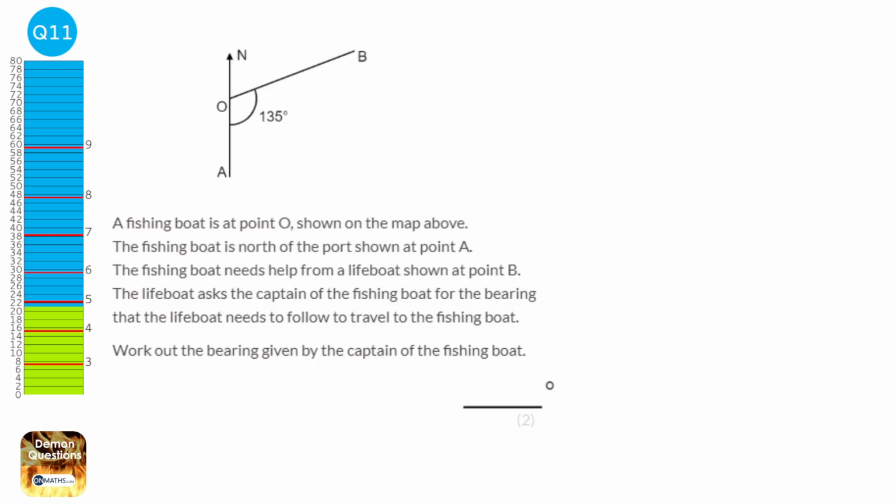So when you read this question, the question's basically asking you to find the bearing of O from B. So the lifeboat is at B, so I'm going to draw a north line here. And to find a bearing, you start from the north line and you keep going clockwise. So we're going to look for this angle here. Now, this angle, which is given to us in the question, and this angle here, which I'm just going to call x, are going to be equal. So x is going to equal 135 degrees.